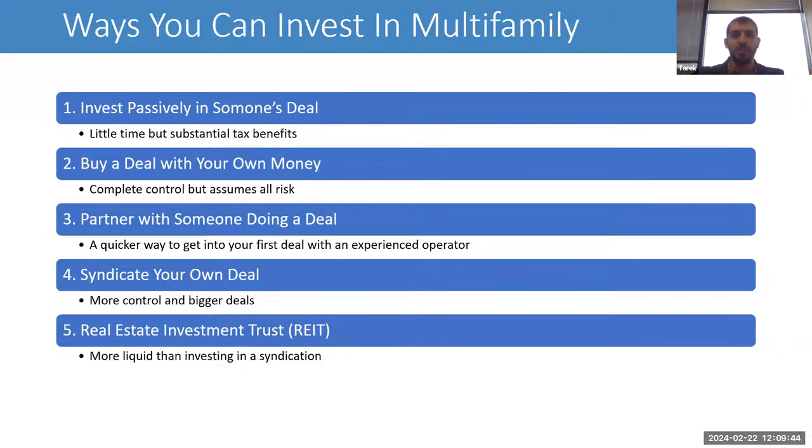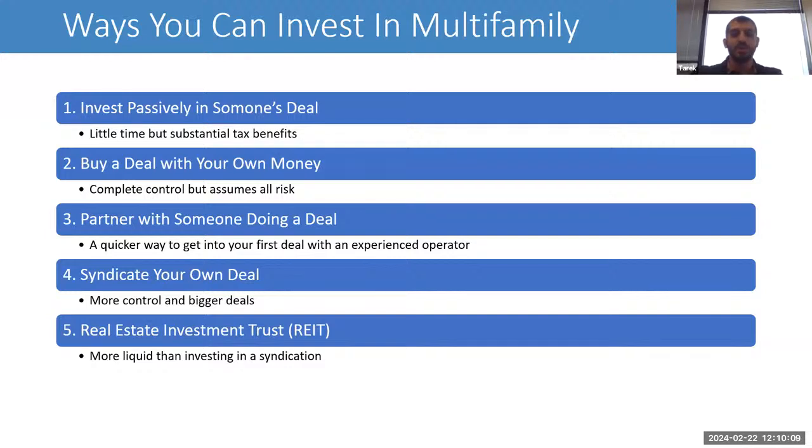The third way is to partner with someone else who's already doing a deal. This is a very quick way to get your foot in the door and get started on a deal if you're an inexperienced investor, and you get to participate with someone who hopefully is an experienced operator. Number four, you can syndicate your own deal. It gives you full control of the deal, as well as lets you get into bigger deals, and you get to spread out the risk amongst a pool of investors who may be interested in joining you.